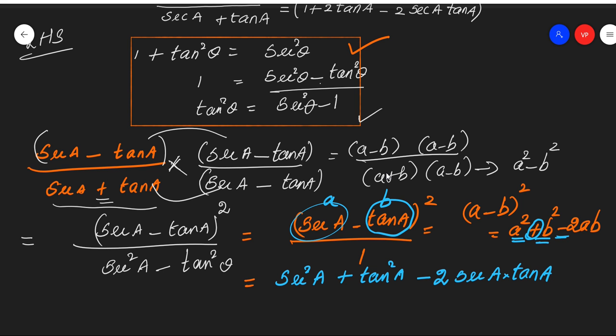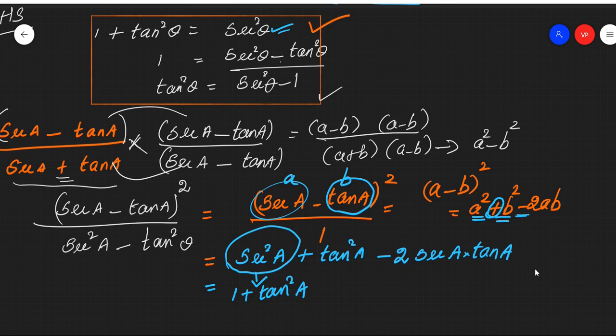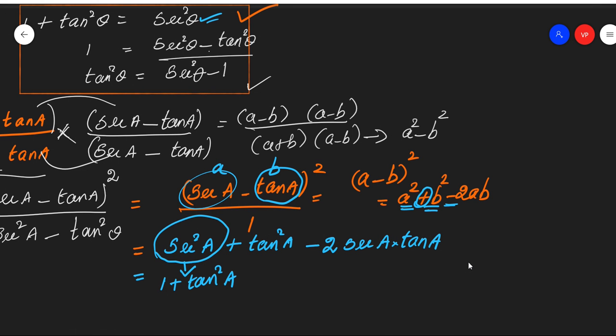See the RHS, is this equal? No. Students, we have 1 in the RHS, and there is no secant square. So after seeing the RHS, I am going to change this secant square. How will you change it? For secant square you can write 1 plus tan square by the identity. So we get 1 plus tan square A minus 2 secant A tan A.